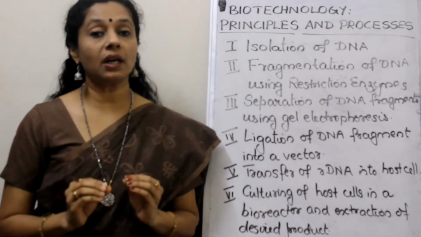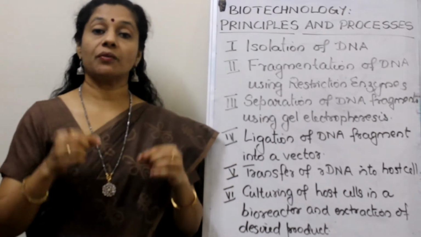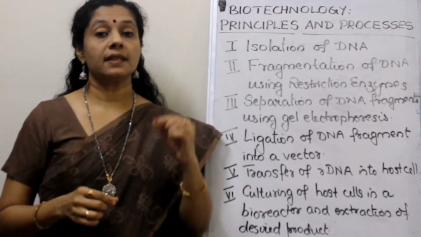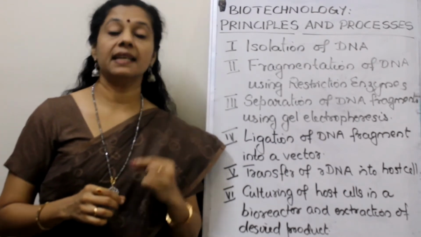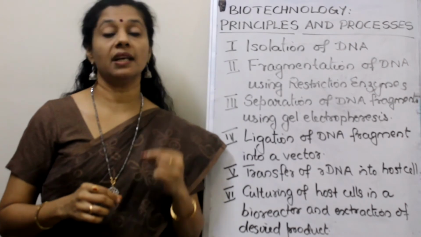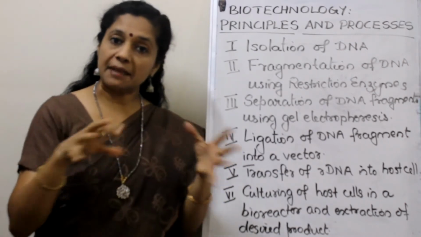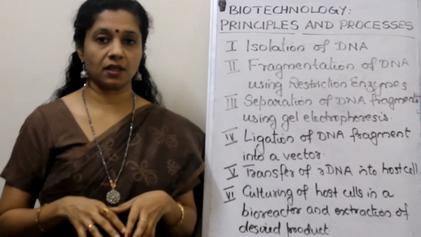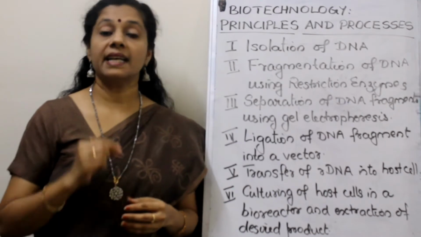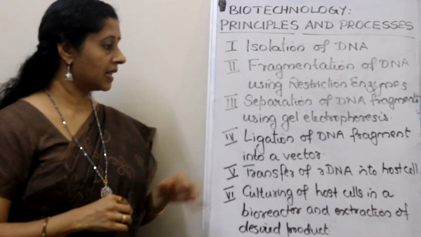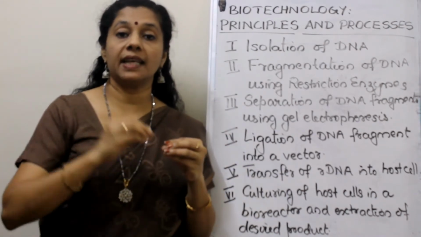If you want to cut a paper or a cloth, we can use scissors. For cutting DNA, we use a special type of scissors called molecular scissors. They are nothing but enzymes called restriction endonuclease. Then after we get many pieces, we have to separate them out. For separation of DNA fragments, we use a technique called gel electrophoresis. Followed by that, we have to give it to a vector so that we can give it to a host cell.